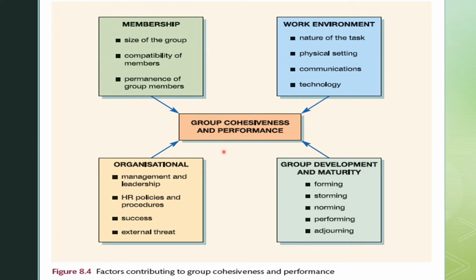Okay, so again, you see, students, how this is in the middle. So these entities are coming into it, these boxes, this information. So group cohesiveness and performance. And again, this is figure 8.4 in Dr. Mullins' book. So membership, size of the group, compatibility of members, performance of group members. Work environment, nature of the task, knowing what it is, right? That is all important to know your role and responsibility and what it is that you're doing. Physical setting, to know your environment, and communications and technology.